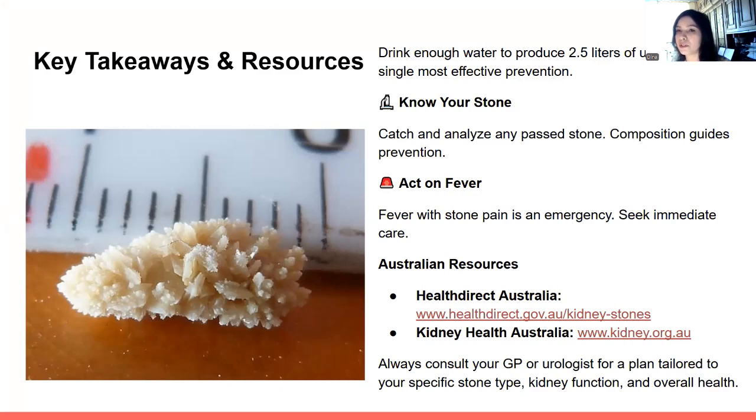If you have a stone, we have to catch it and analyze it, and that will guide us exactly for your kidney stone, to prevent them. If you are having fever, it's an emergency. We have to start you on antibiotics. We have to resolve this obstruction as fast as possible.